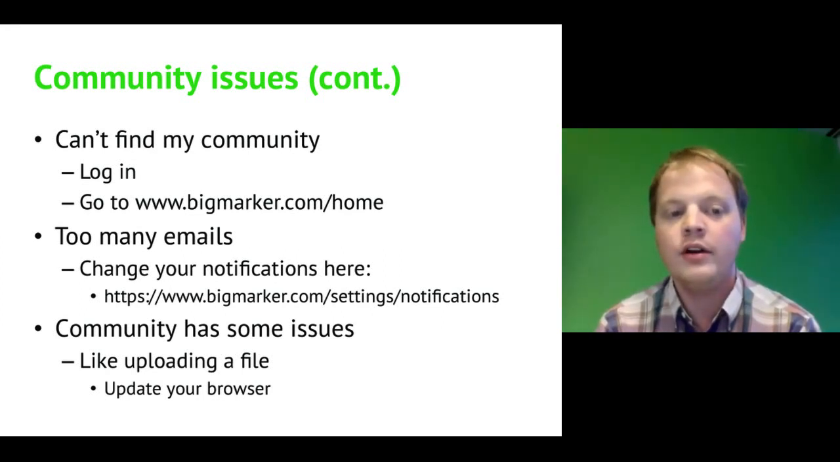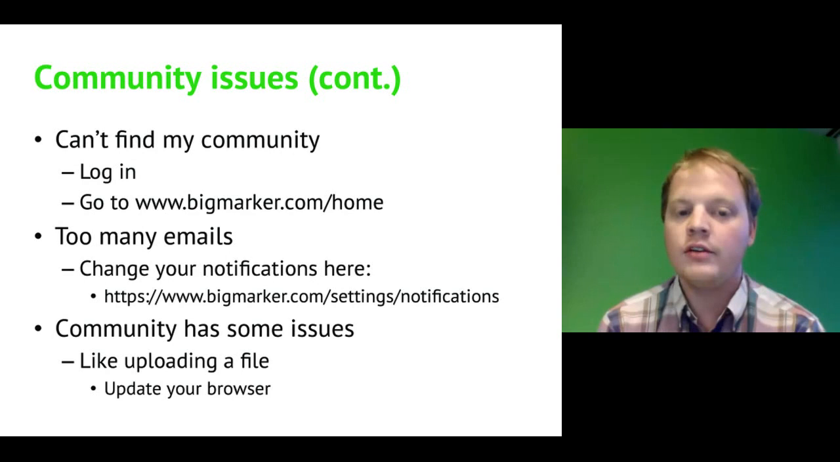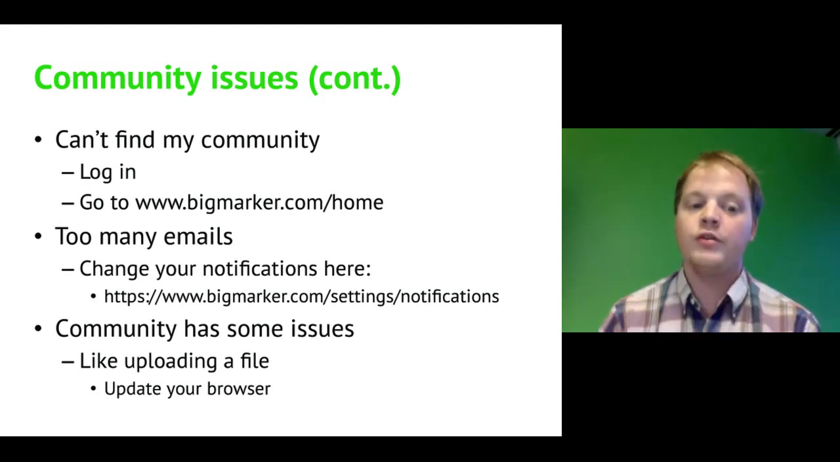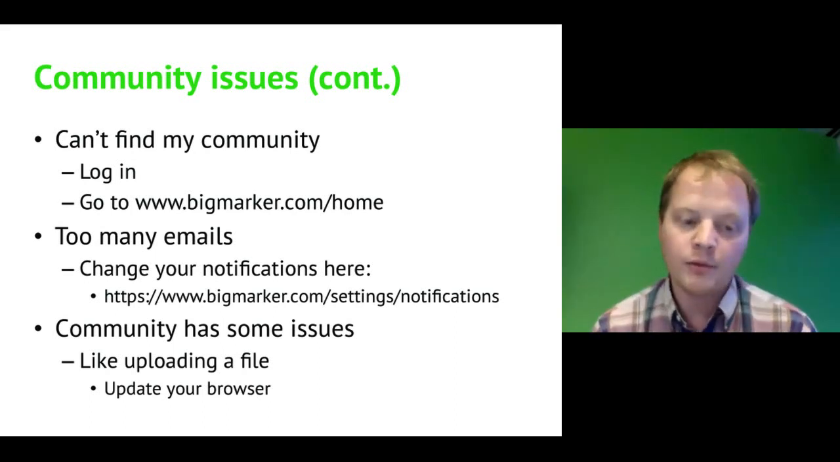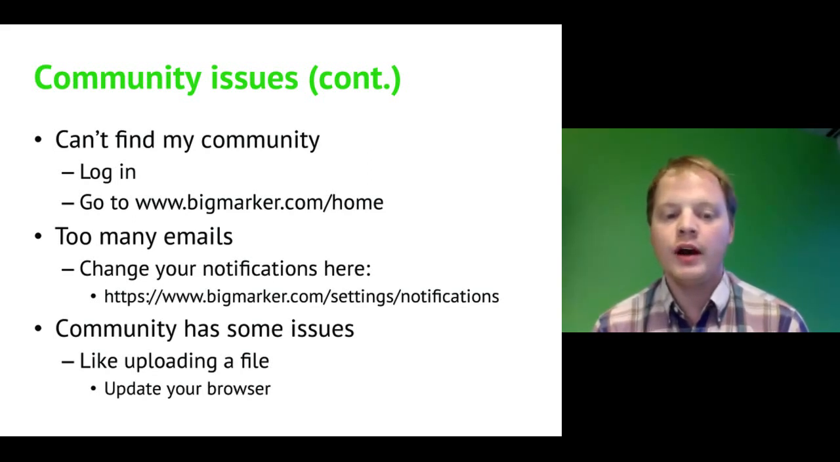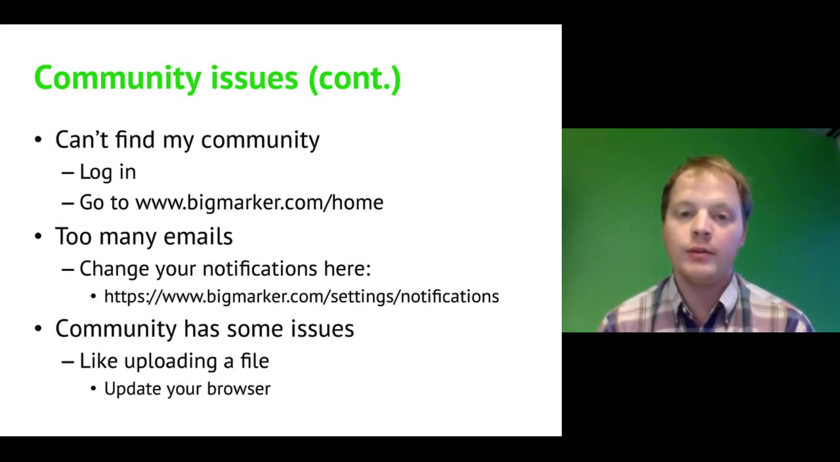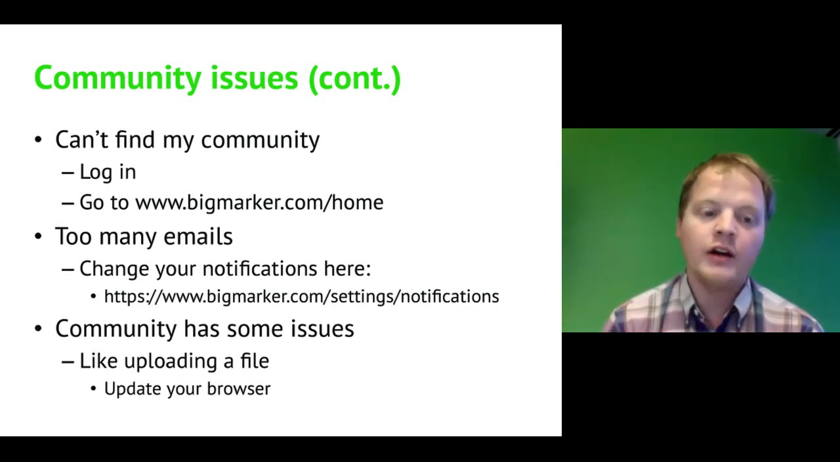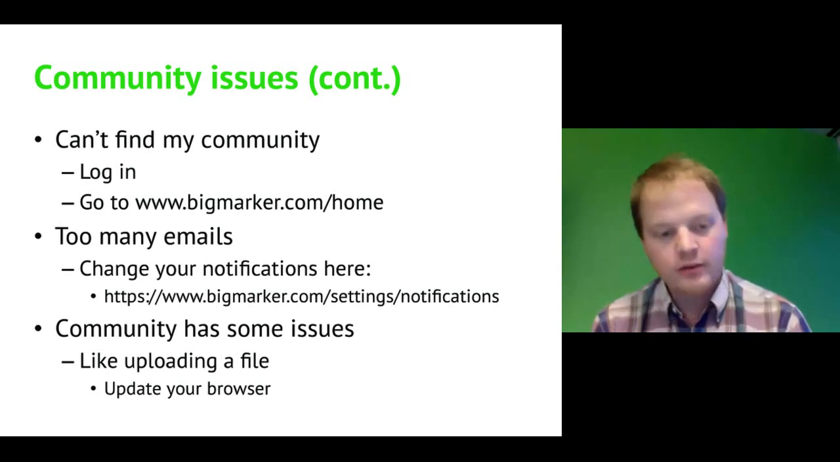All you need to do is change your notification settings, which you can do under your personal settings, at bigmarker.com/settings/notifications. In the upper right-hand corner of your screen when you're signed in, you'll see a picture of yourself or your little emoticon. Click on that picture and you can change your settings from there. If you see your avatar in the top right-hand corner, you're logged in. If you see a button that says log in, you're logged out.